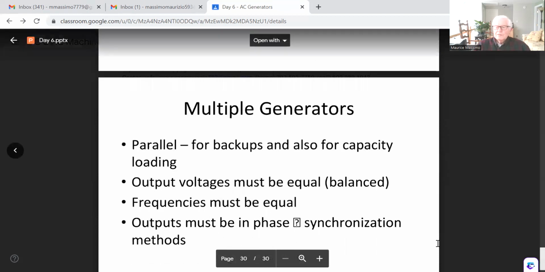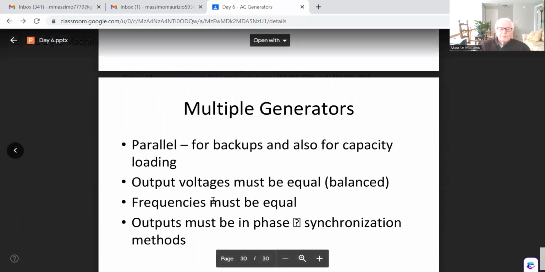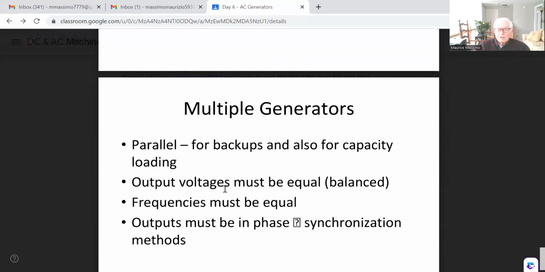Now, in some cases, you may need to boost that. You need more than one generator, okay? So you can have multiple generators to assure that you've got enough voltage and current being fed. So you do that in parallel for backups and also for capacity. The output voltages, though, must be equal if you're using more than one generator. And the frequencies must also be equal. Otherwise, you get all bumpy.